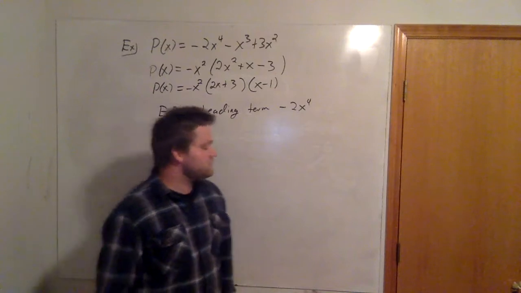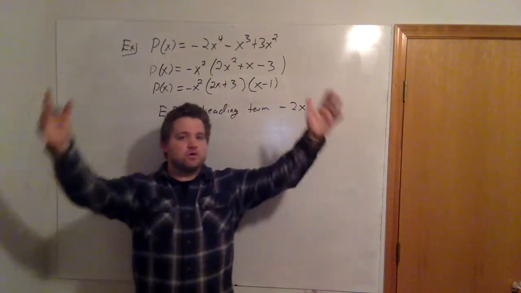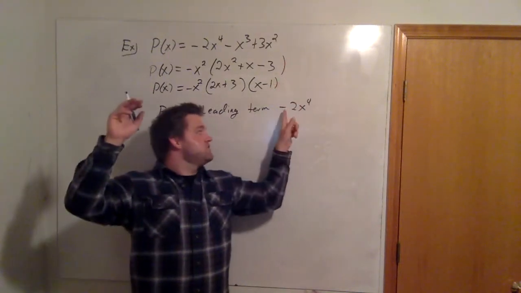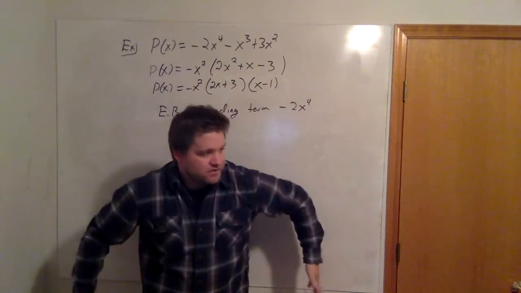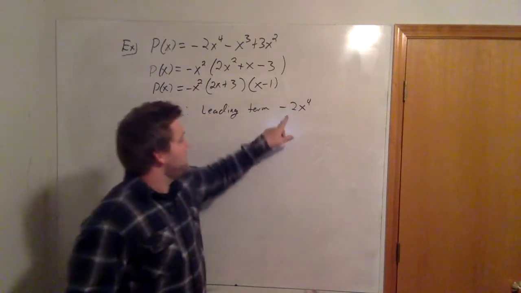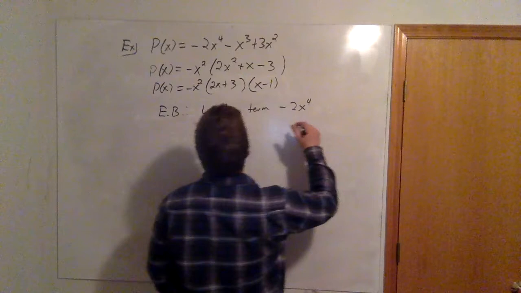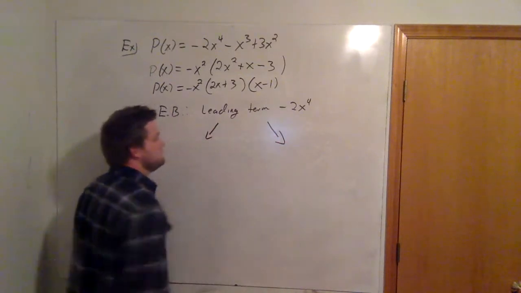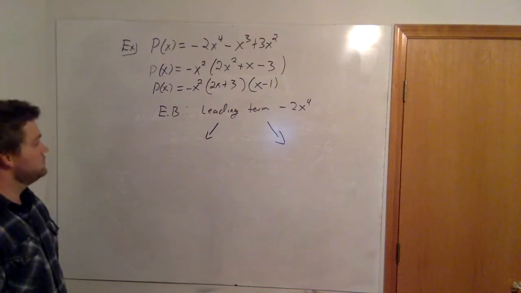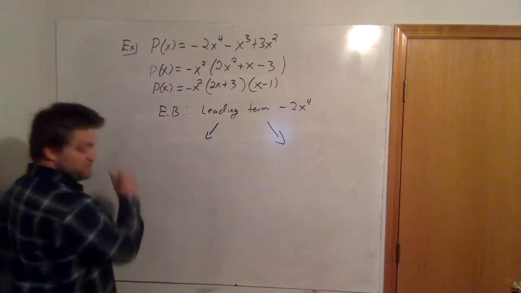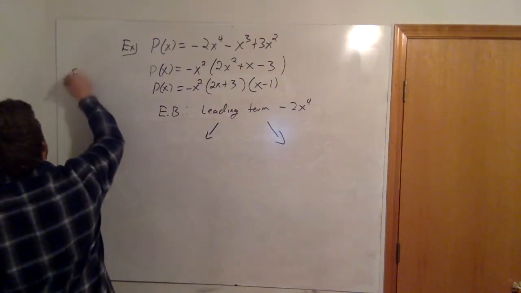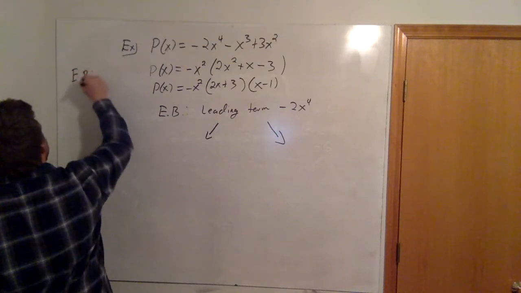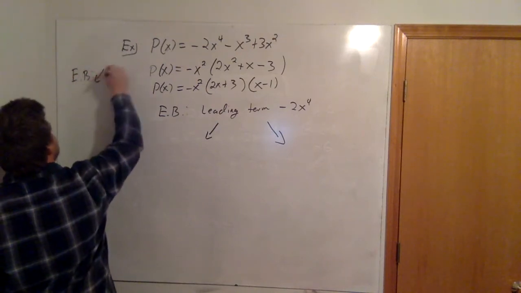So the end behavior of this polynomial will look a lot like a negative 2x to the 4th. So a positive x to the 4th, or x to the 4th in general, looks like a quadratic, but since there's a negative out front, it's been reflected over the x-axis. So the end behavior for this polynomial is going to look like this. Okay, so I'll write this note over here.